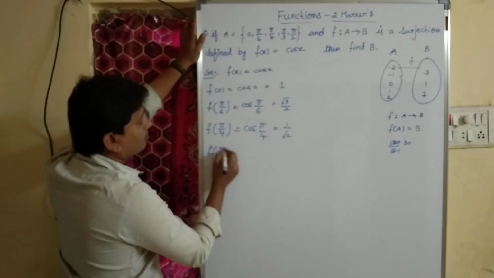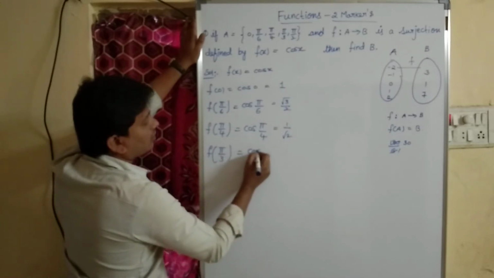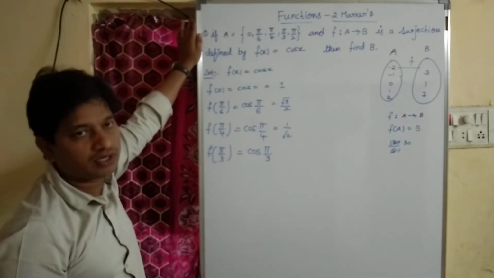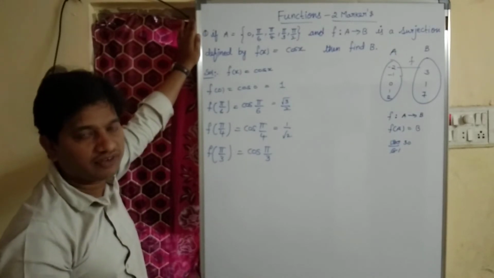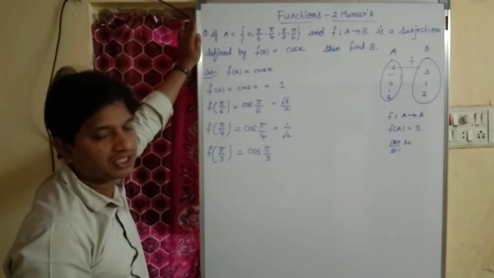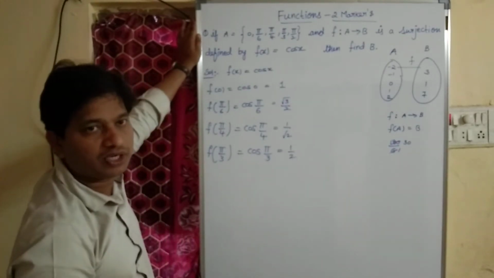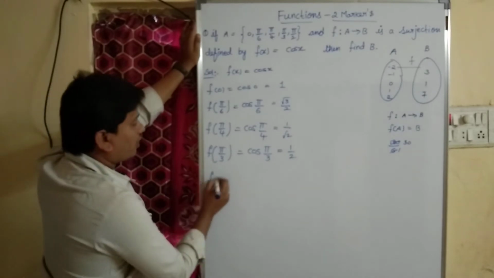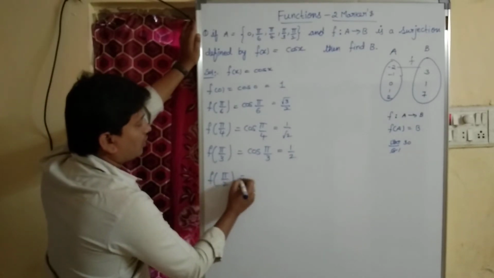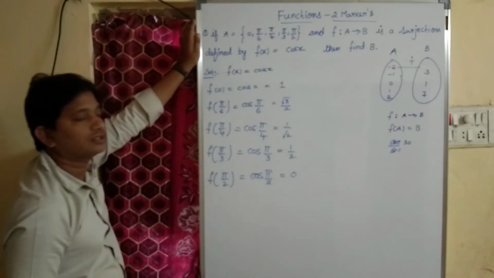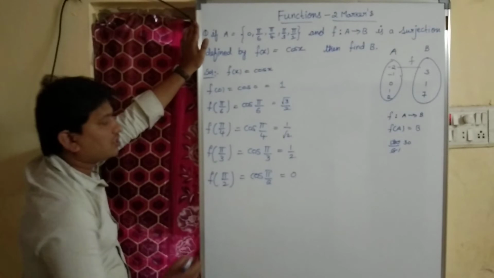Next f of pi by 3, cos pi by 3, children. Cos pi by 3 means what? 180 by 3. 3 1 jar, 3 60 jar. Cos 60 degrees. How much, children, cos 60? Cos 60 is 1 by 2, right? Next f of pi by 2. How much, children? Cos pi by 2. Cos 90. Cos 90, how much? 0.